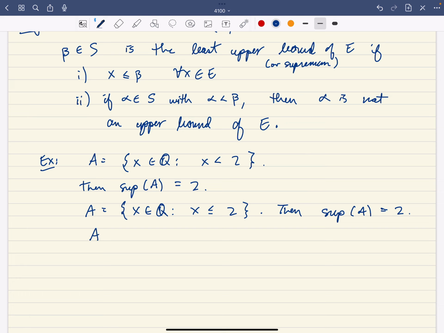Finally, if I take the set A, which is the set of rationals that we were talking about before, where x squared is less than 2, we want to say that the supremum of A is square root of 2, but the problem is that square root of 2 isn't a rational number. So we can't talk about square root of 2 as being a supremum for the set, because we need to be in the set of rationals to begin with. So the supremum of A does not exist.